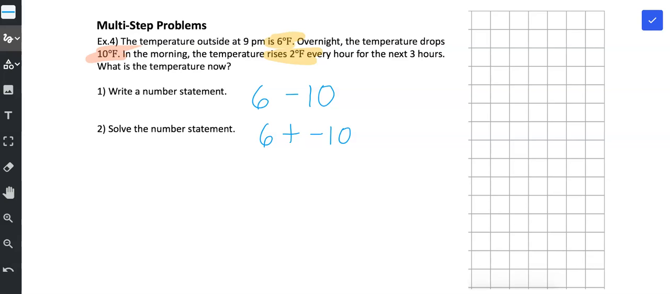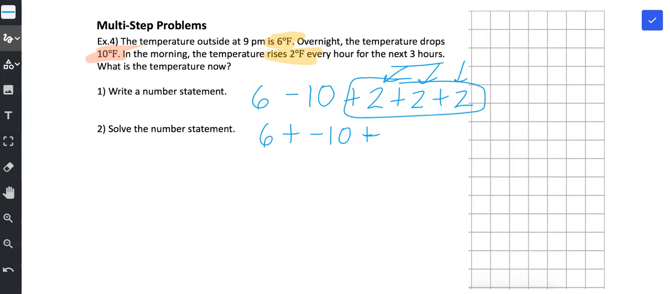In the morning, the temperature rises 2 degrees Fahrenheit every hour for the next 3 hours. So we're increasing by 2, increasing by 2, increasing by 2 for 1, 2, 3 hours. The other way to write repeated addition is to record this as multiplication. We have 3 2s, or 3 increases of 2 degrees Fahrenheit. So I would prefer us to write this as addition. So I'm going to keep this number statement and I'm not going to use this number statement.